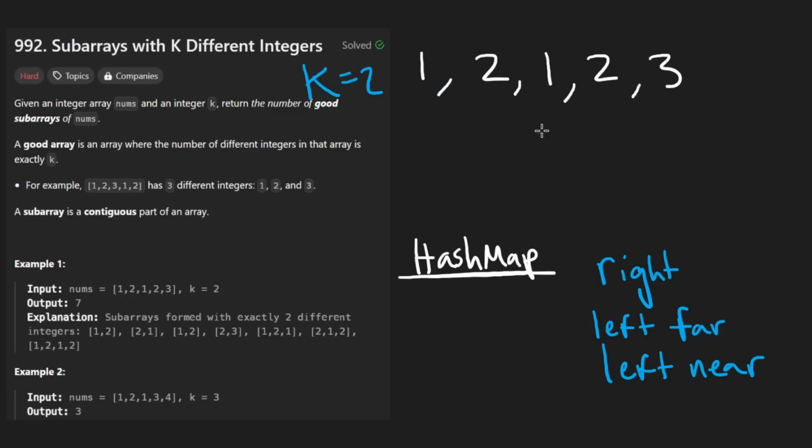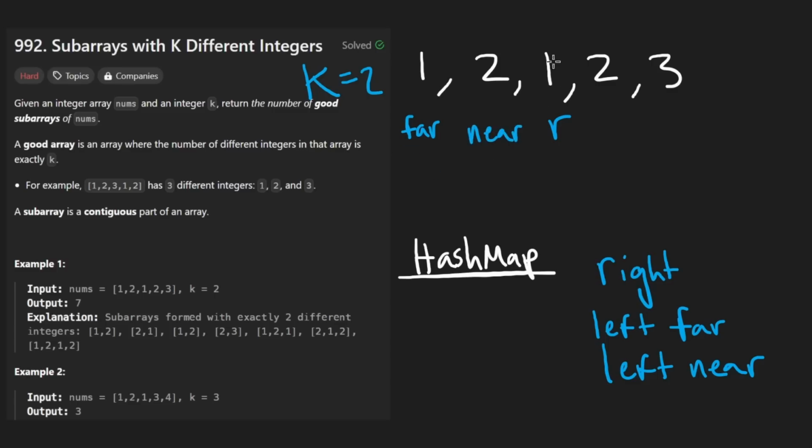Now, once again, right pointer is going to be here. Now, this is a valid window. This is where things get interesting, by the way. Now, we have an abundance of ones. We have an extra one. So what do we do? We leave the left far pointer over here, and we take the near left pointer and then shift it to the right. Now you can see why I'm calling it the far and the near pointer.